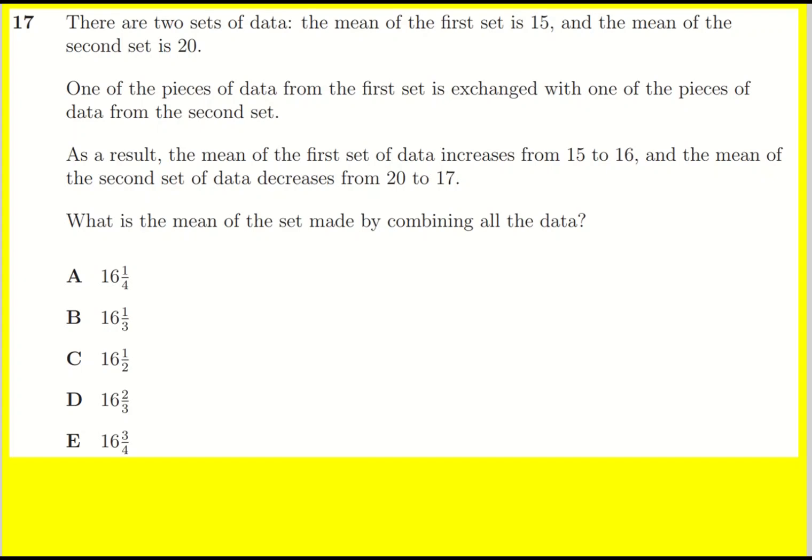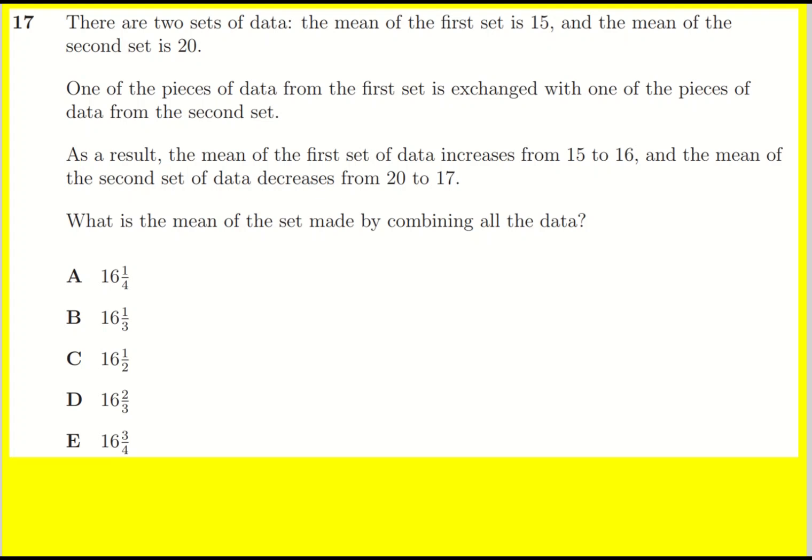There are two sets of data. The mean of the first is 15, the mean of the second is 20. We don't know how many pieces of data we've got, and actually we'll never know. But we are told then that one of the pieces of data from the first is exchanged with one from the second, and as a result, the mean of the first goes up, the mean of the second goes down by these amounts. What's the mean of the set made by combining all the data?